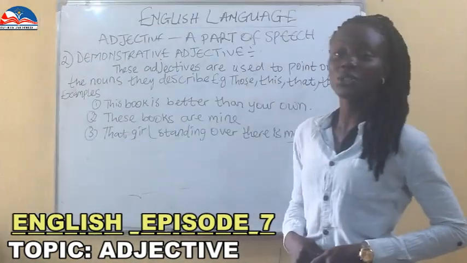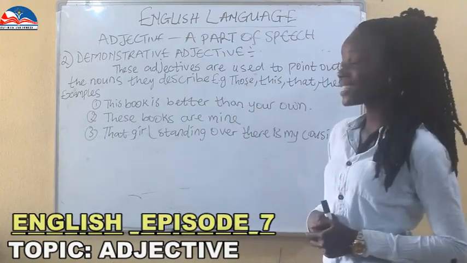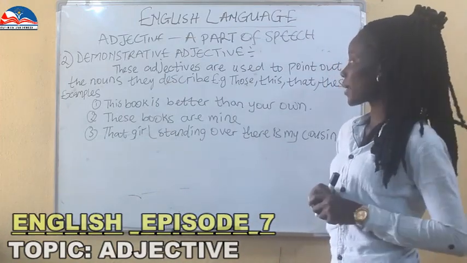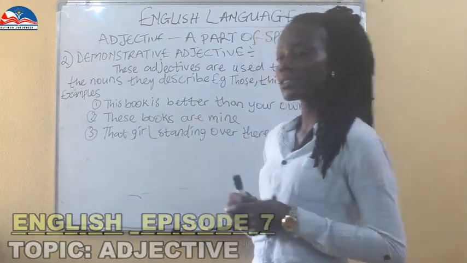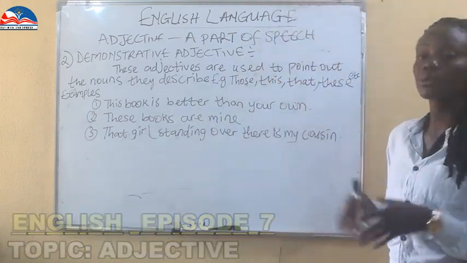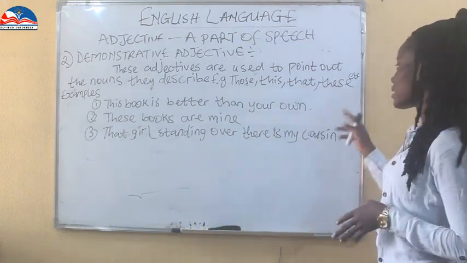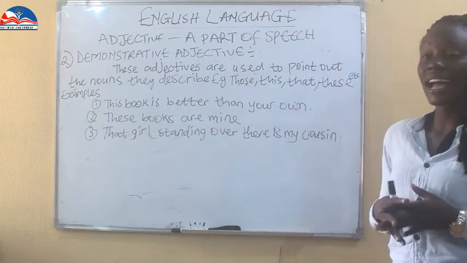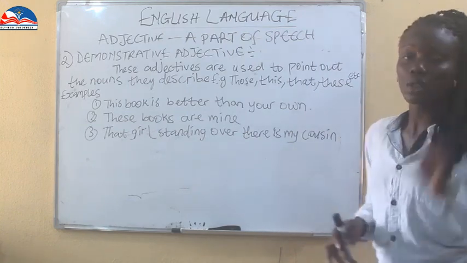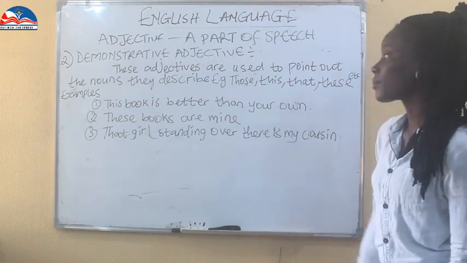We also have demonstrative adjectives. These adjectives are used to point out the nouns they describe. We have examples: those, this, that, these, etc. They are called demonstrative adjectives. They are used to what? Point out the nouns they describe.